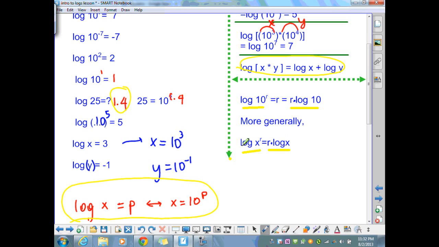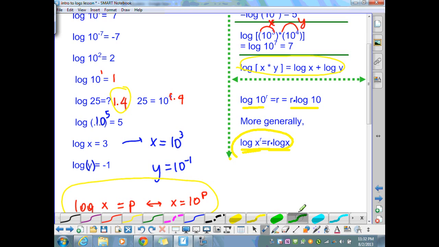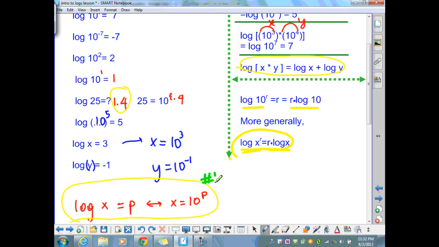So these three rules really make up, I would say, the most important rules about logs. This one being your rule number 1, this one being your rule number 2, and this one being your rule number 3.